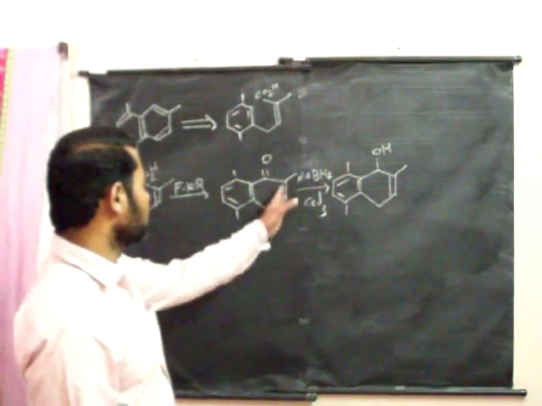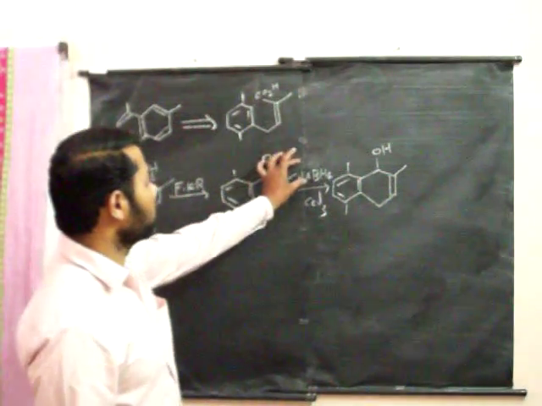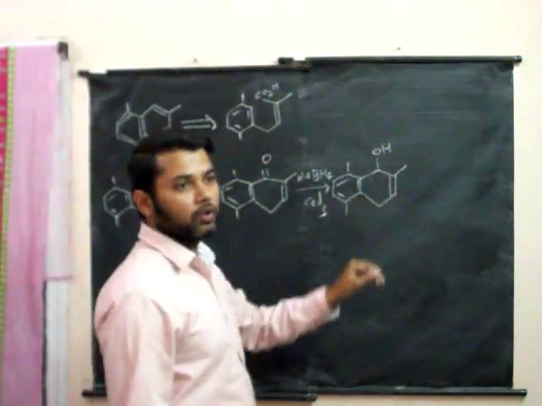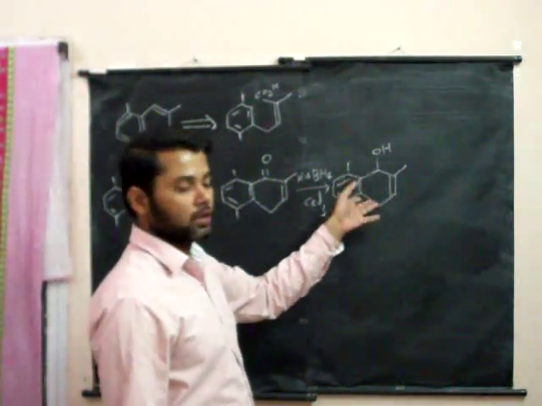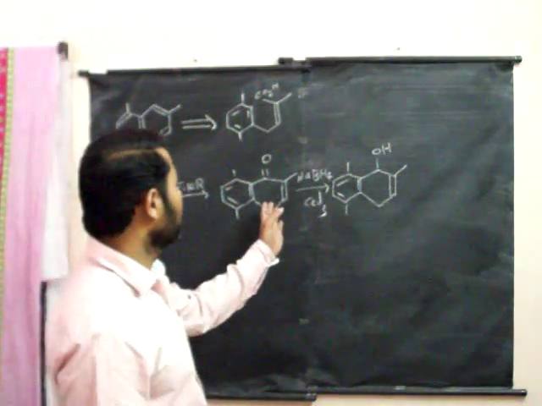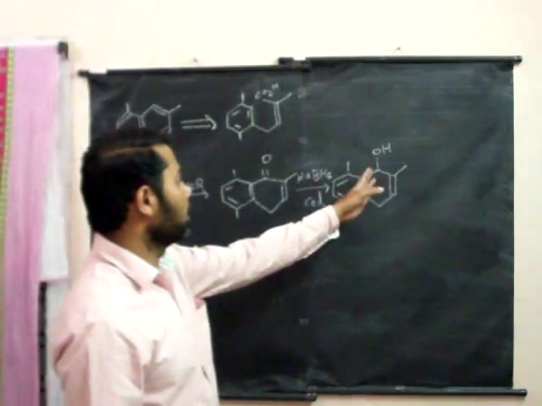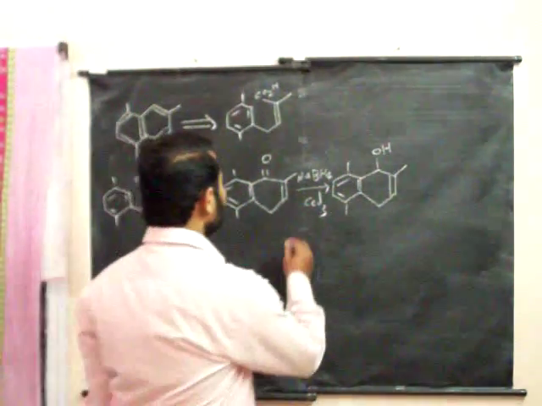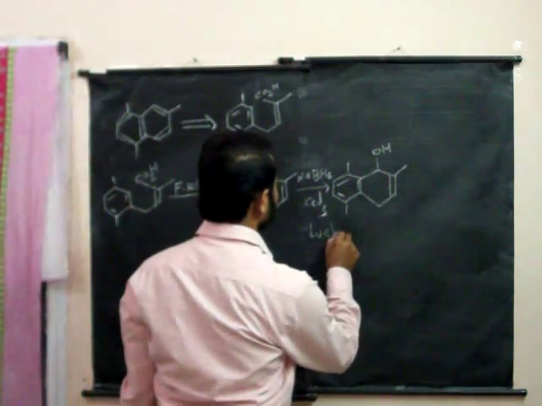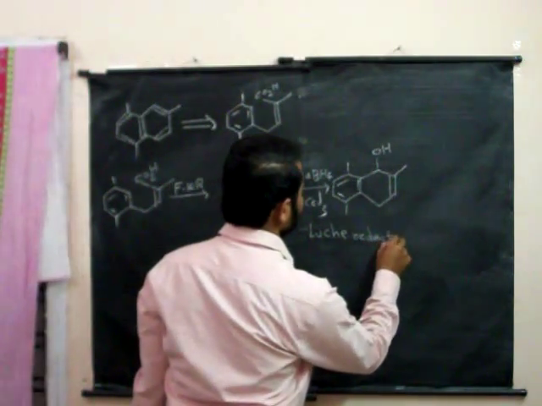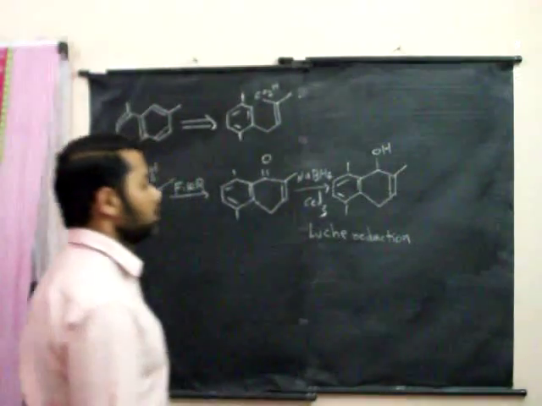It won't touch this double bond. If we use only sodium borohydride, a mixture of compounds will form. That is, one is the saturated compound, one more is the unsaturated compound. So to avoid that, this is the method to selectively reduce the keto group. This is called Luche reduction.